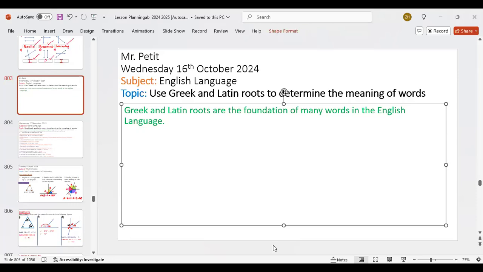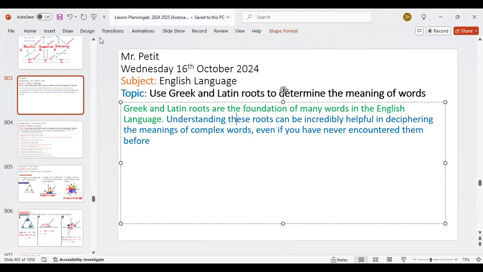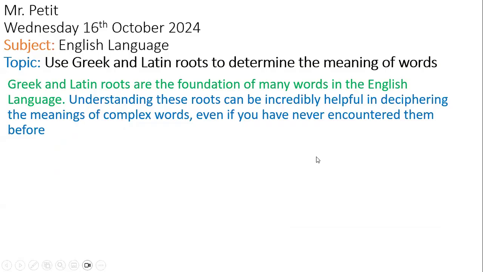Okay, so that's what we're going to be looking at, how we can use Greek and Latin roots to help us with understanding the meaning of certain words. So why is it important? Understanding these roots is incredibly important. Why? Because if there's a word that you've never heard before, you can, with your roots, understand what it means. And so write this down. And I need a reader to read these two sentences for me.